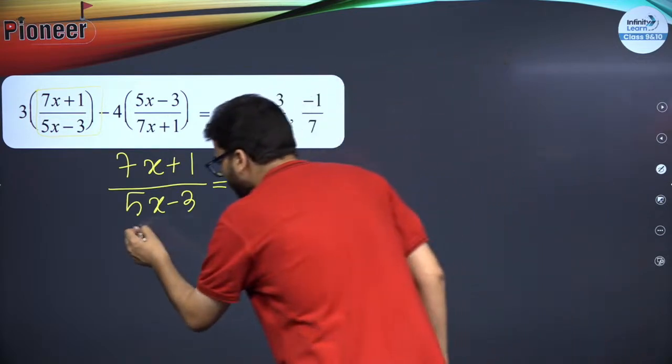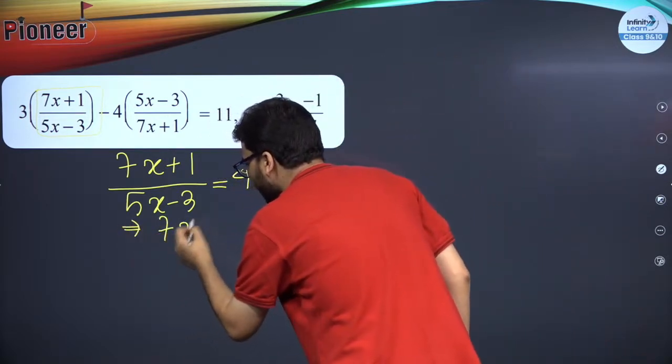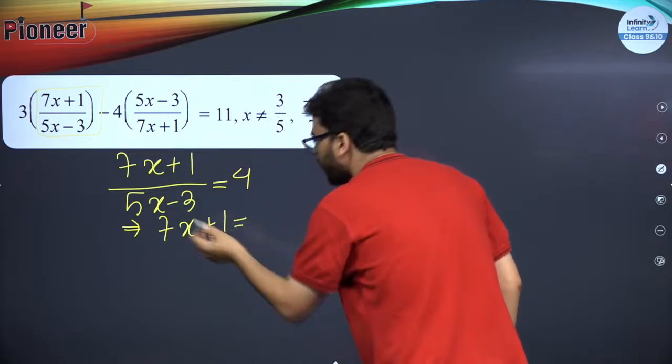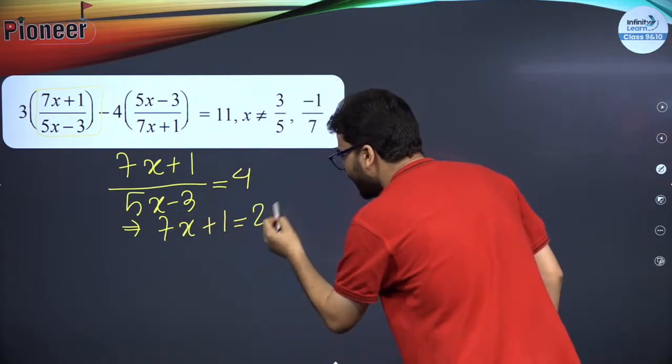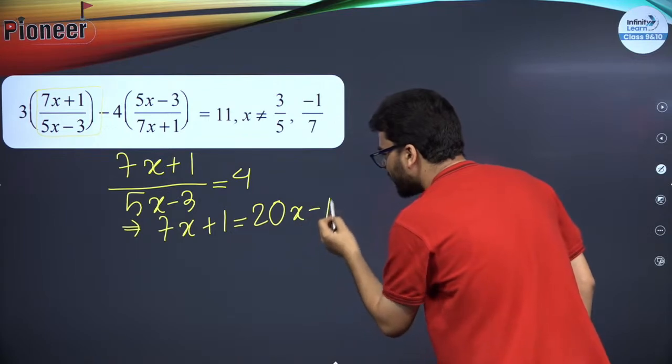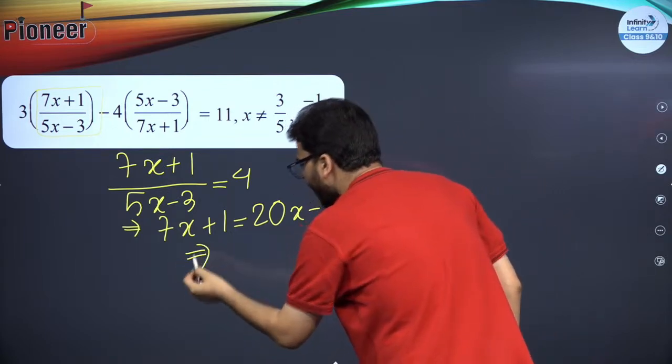Now we can solve for x over here, cross multiply and solve. This is a linear equation now, right? Okay. So 5 4s are 20x minus 4 3s are 12. So if you simplify, what will you get, guys?